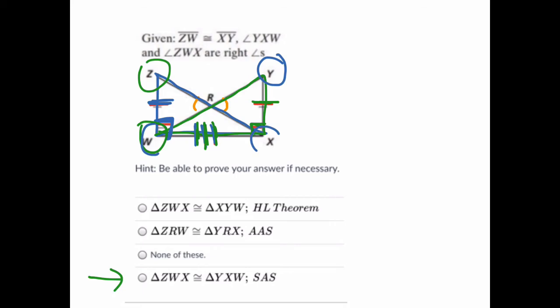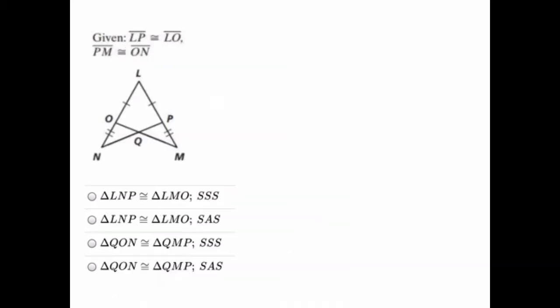Let's try our last one. Looks like we have several different triangles in this, and let's look to see if we can find anything in common. It looks like we have angle L in common for at least two of these triangles. I don't see any sides that they have in common or any other angles, but it definitely has angle L. So it's given that LP is congruent to LO. It's given that PM is congruent to ON, and now we have an angle between them.